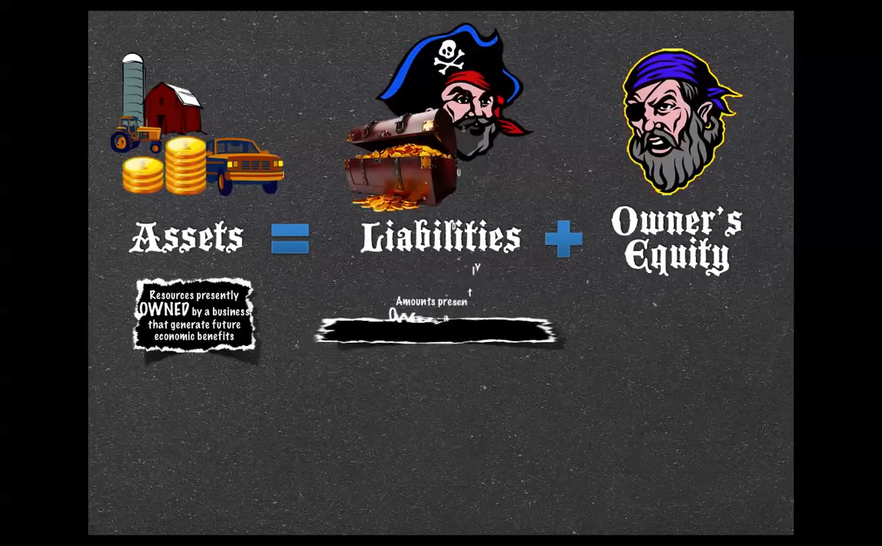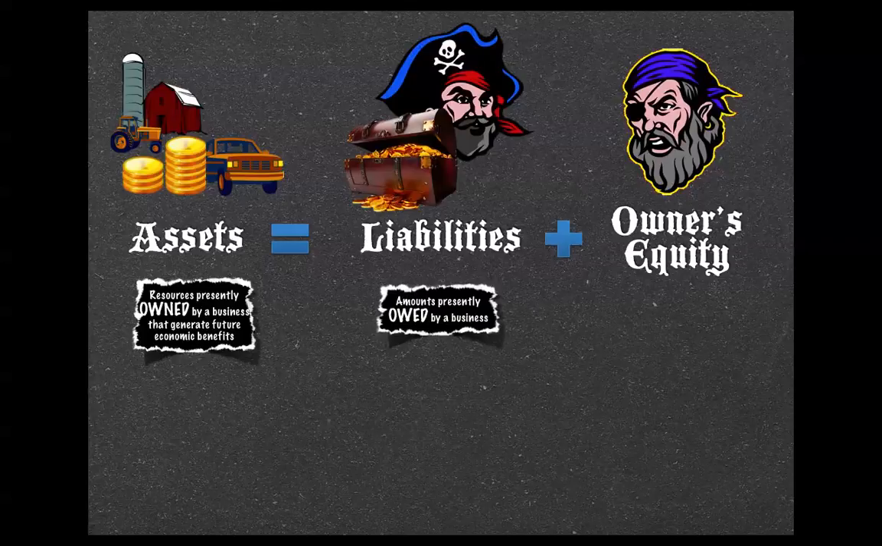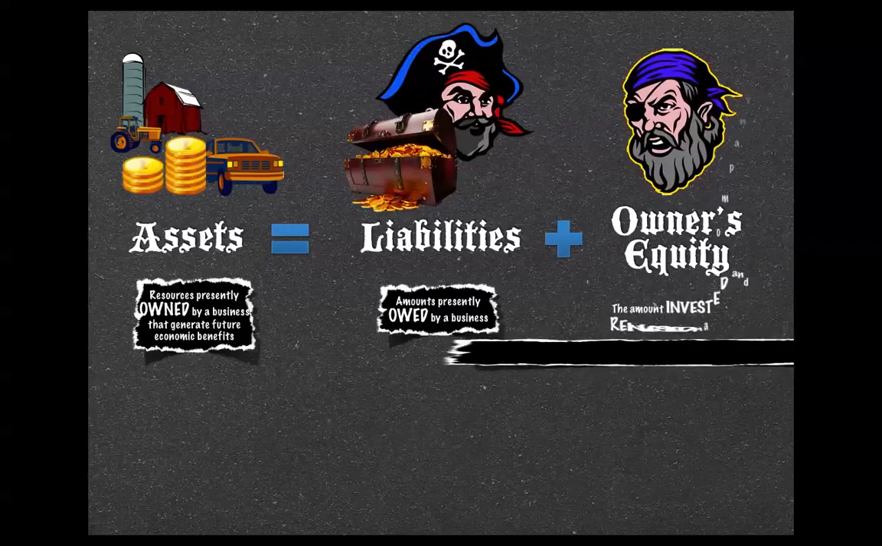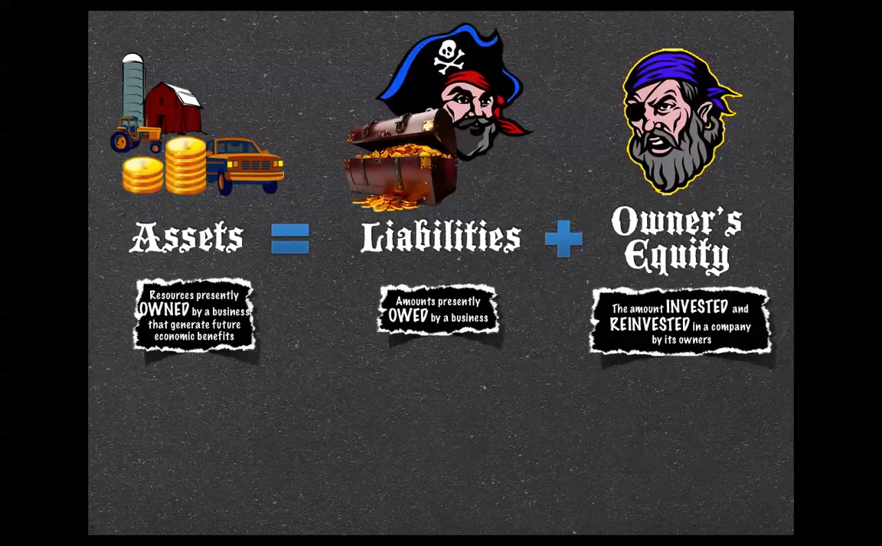A liability is simply the amounts that a business owes other people. And owner's equity is the amount invested and reinvested in the company by its owners. So we said we had some money to start with that we put of our own pocket, of our own hard-earned effort into the business, but we also borrowed some from the bank. So that is the amount invested in the business.